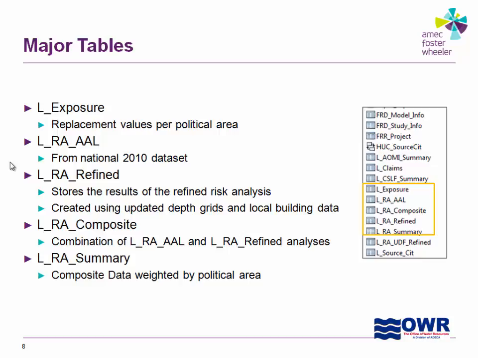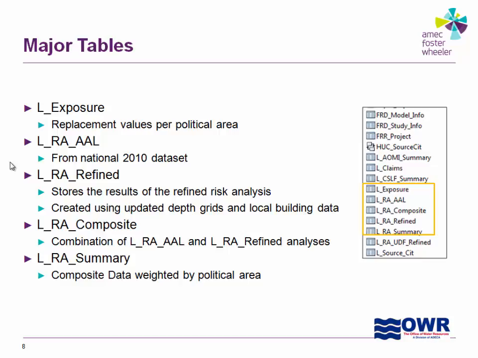And then we'll have the average annualized loss from the 2010 national data set. We talked about that; it will link to the census blocks. The refined, which will go to the census blocks as well, will be the ones for the new studies. And the composite, which will go to census blocks and do the combination of refined and average annualized loss.